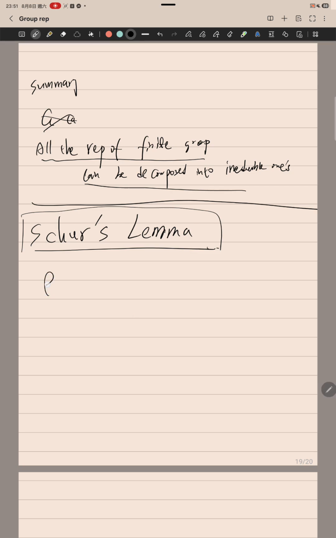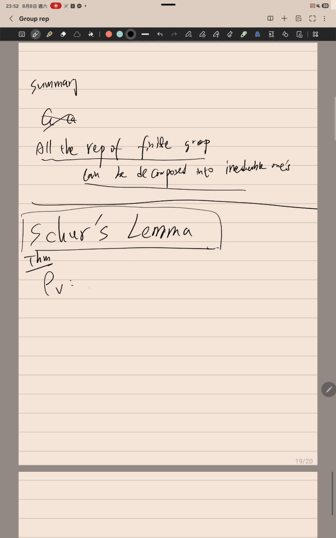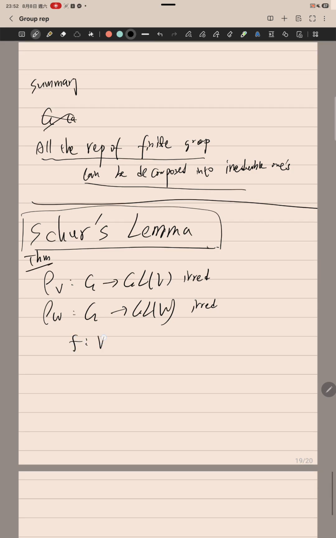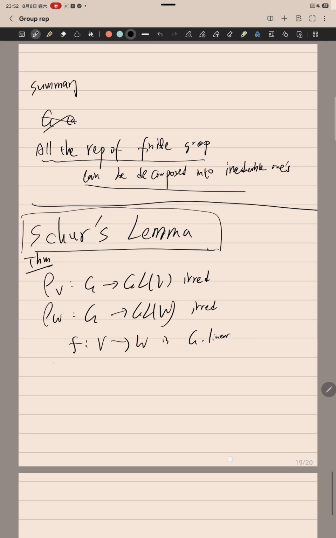This is very famous, so let me state the result. The theorem says that if rho V is an irreducible representation, and rho W is another irreducible representation, and we want to find their relation, if f from V to W is G-linear. Recall the definition of G-linear. Let me write it down.